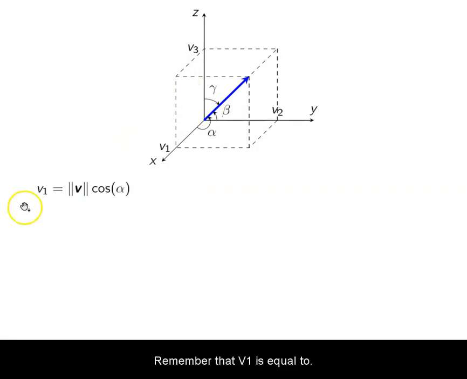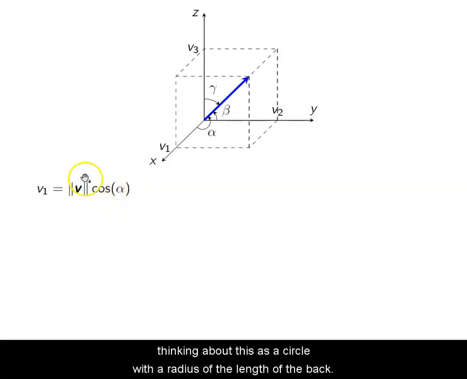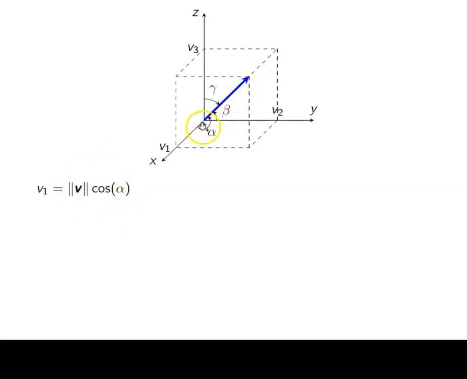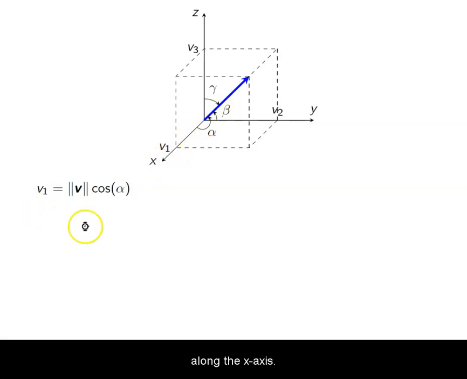Remember that v1 is equal to the magnitude of v times cosine of alpha. Remember, we always think about this as a circle with the radius of the length of the vector. So v1 is me moving in this direction along v1, and that cosine of alpha that's formed with this angle is how I get to v1. I'm directly along the x-axis. If I want to solve for cosine of alpha, that's v1 over the length of v.